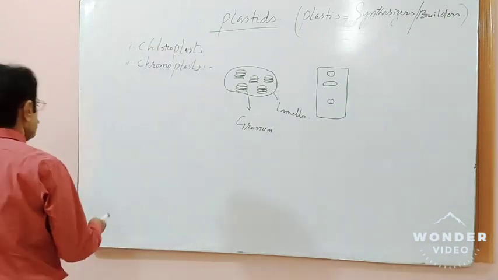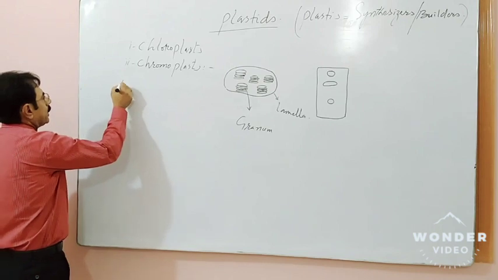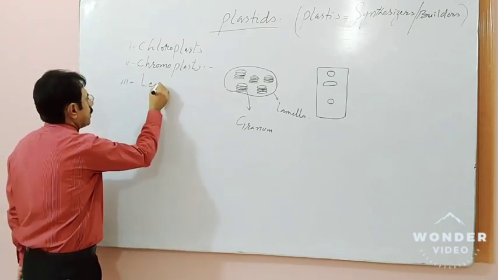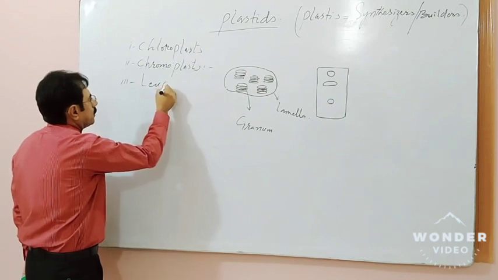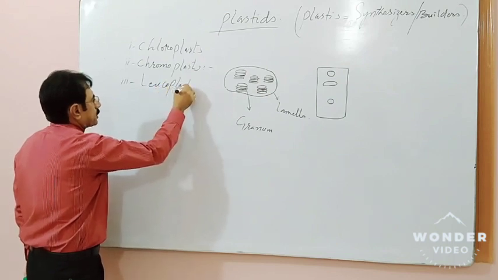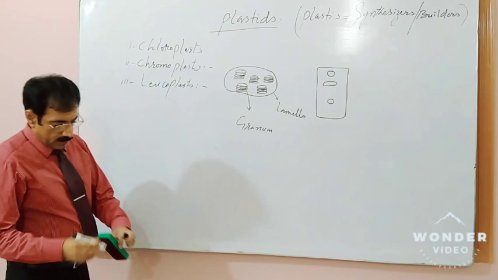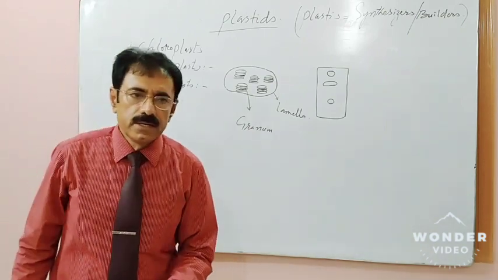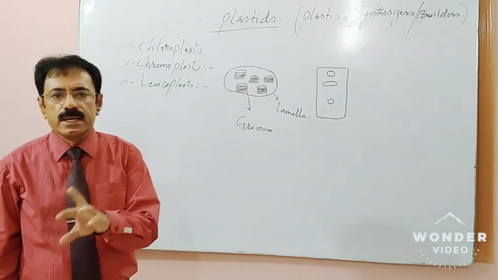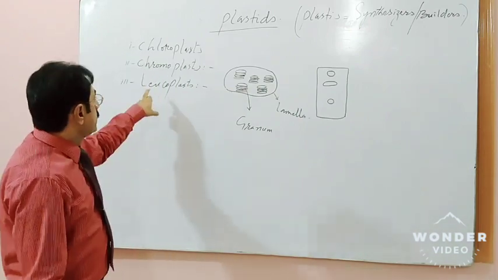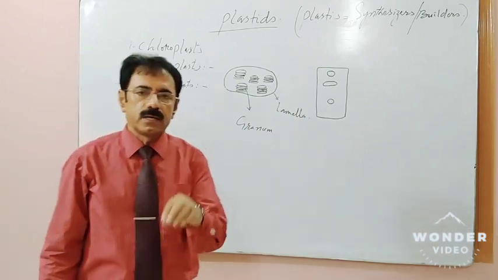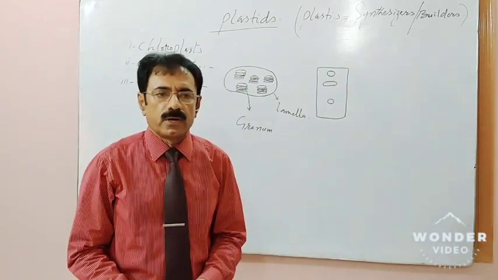Let us see number 3. Number 3 is leucoplast. Dear students, at the start of my lecture, I told you that leucoplasts have no color pigment, because the word leuco means colorless, or you may say white. They have no color pigment and they occur in the underground parts of the plants.